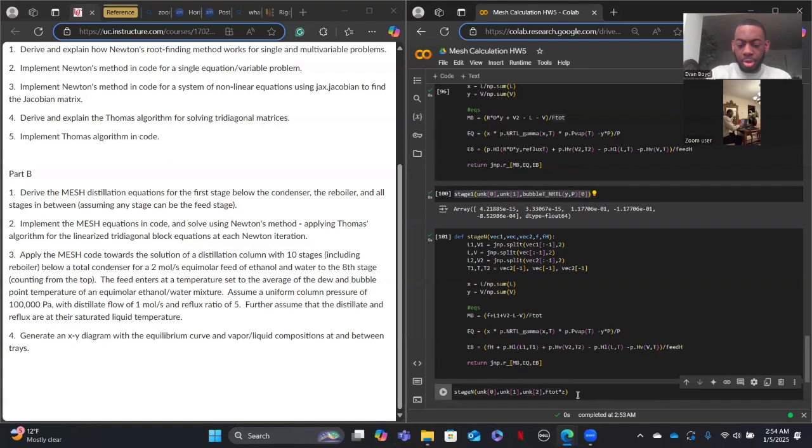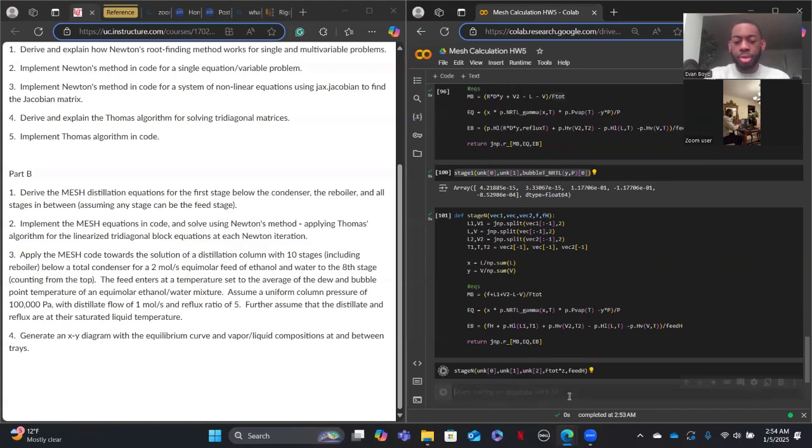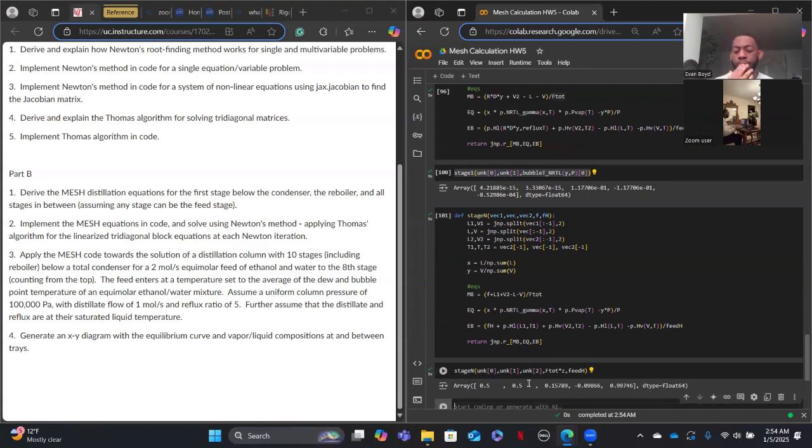And then the next part would just be our feed enthalpy. So feed enthalpy. All right. So then enter. This doesn't look right. Yeah, this is not right. This should be like 1.0008 for my reference, I'm pretty sure. So where did we mess up on?